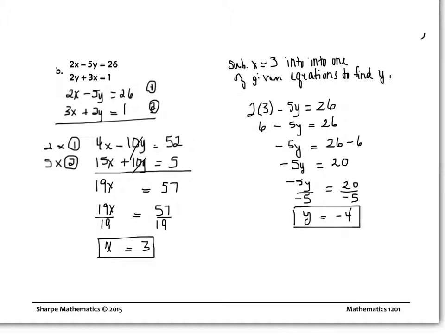So x is 3 and y is negative 4, and if we go back and check in our equations that were given, 2 times 3 is 6, minus 5 times the negative 4 is plus 20, so 6 plus 20 is 26, so it works in the first equation. And second equation, 2 times negative 4 is negative 8. Negative 8 plus 3 times 3 is 9. Negative 8 plus 9 is 1. So it works in the second equation. So we know our solution of x equals 3 and y equals negative 4 is correct.